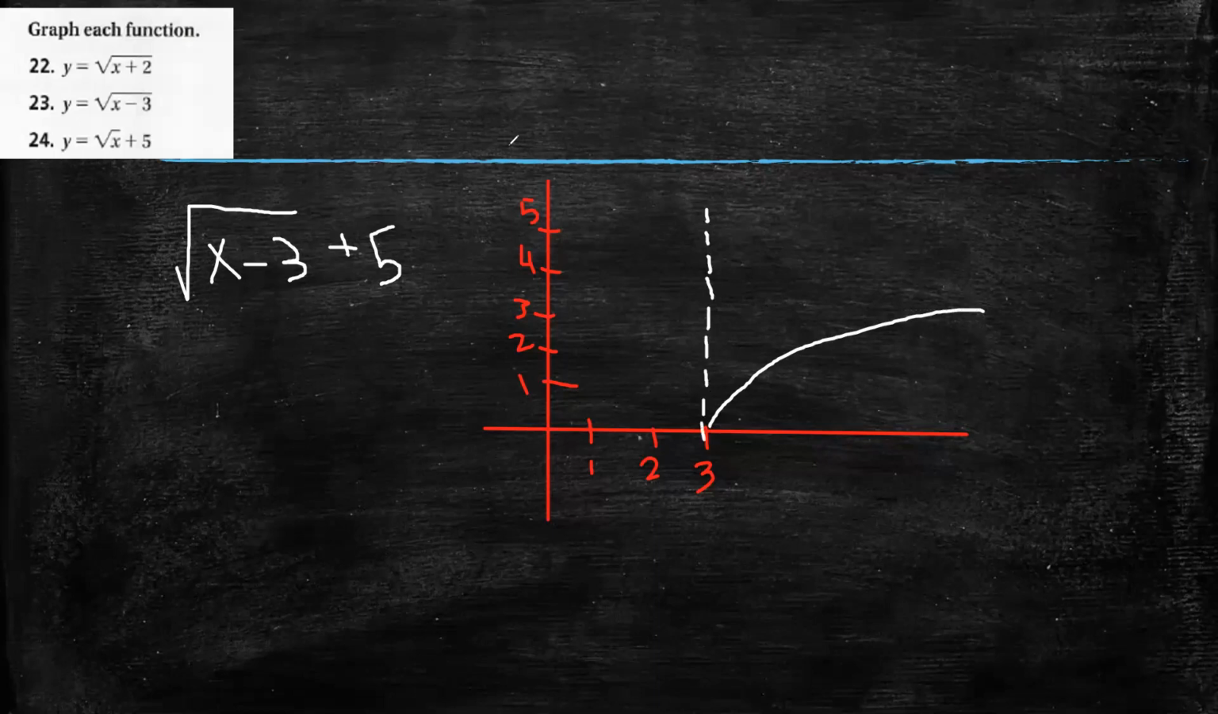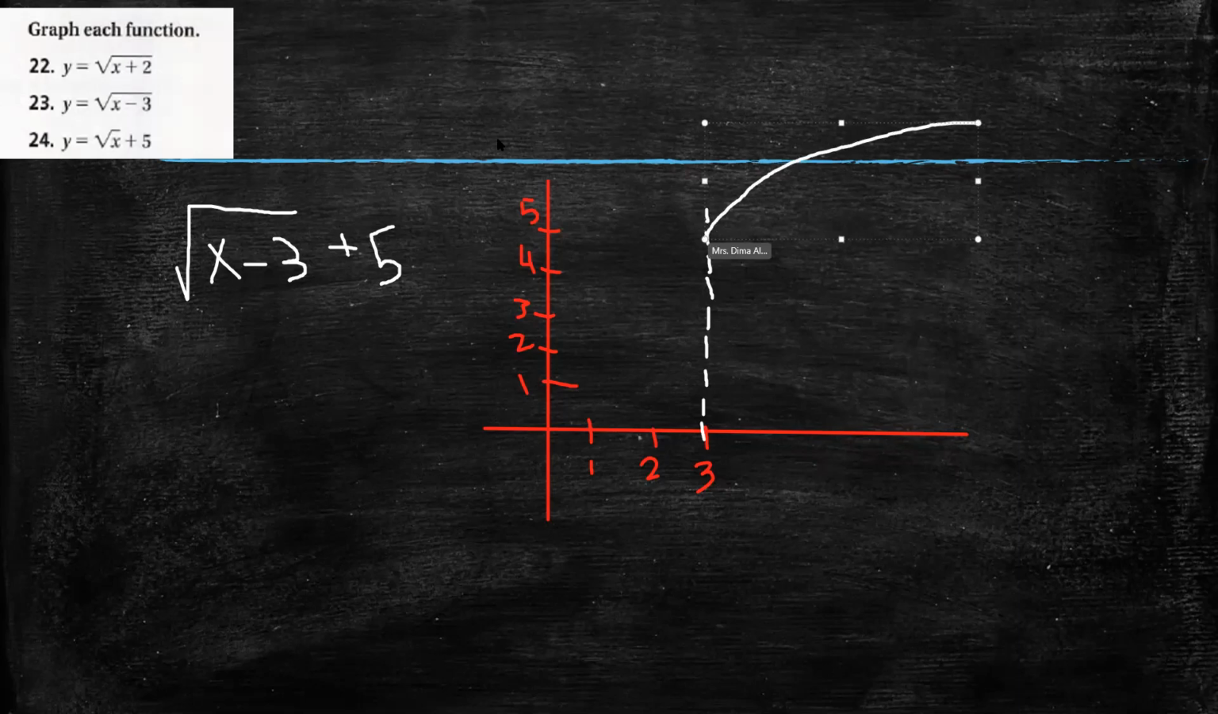So that means I have to move this radical sign from its latest position 5 steps upward: 2, 3, 4, 5. So here will be our new function. Okay, you have to draw the x minus 3 first. Then after that, from this one, add 5 steps upward.